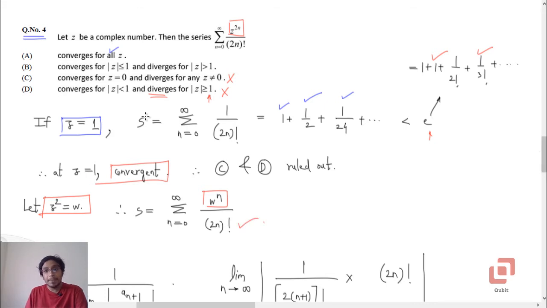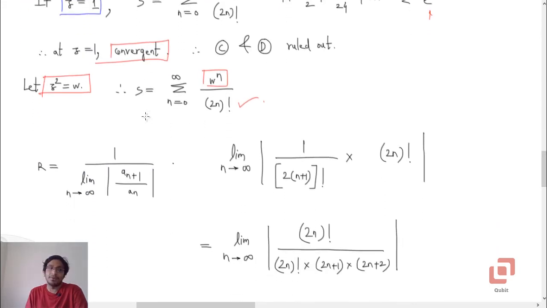Now apply the formula which you might already know to find the radius of convergence of this infinite series. We are interested in finding the limit as n tends to infinity of mod of a n plus 1 upon a n, where a n is the coefficient of w to the power n. So what is it? a n will be 1 upon 2n factorial, and therefore a n plus 1 will be 1 upon 2 times bracket n plus 1 factorial.